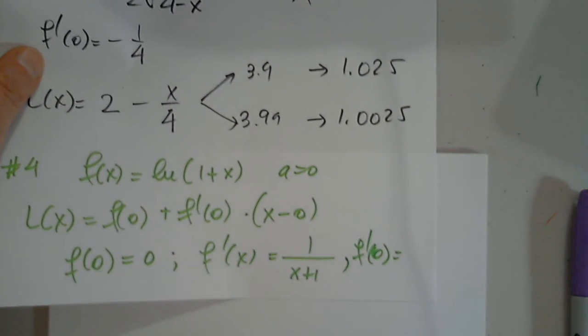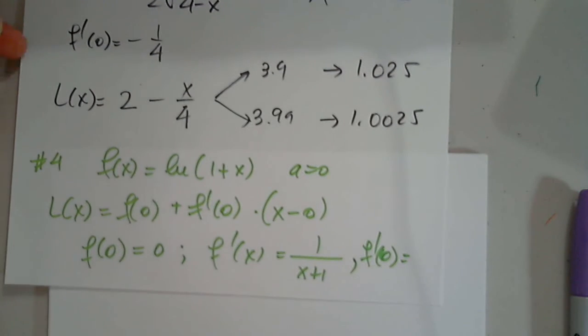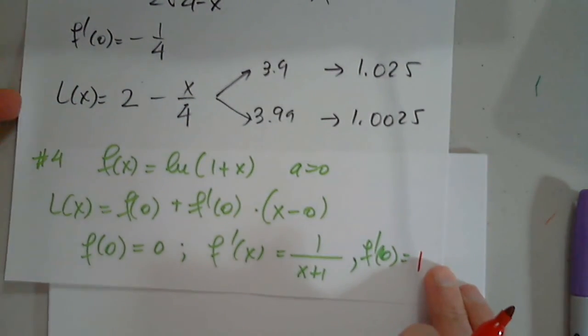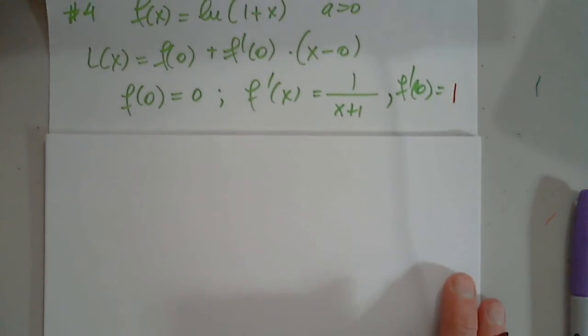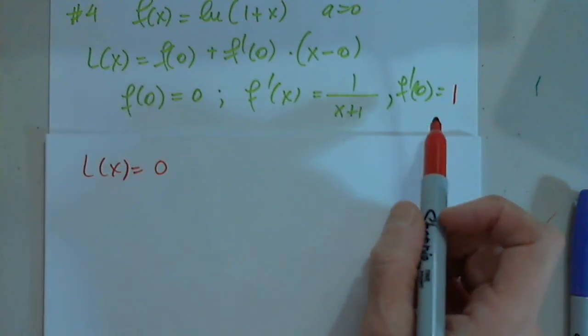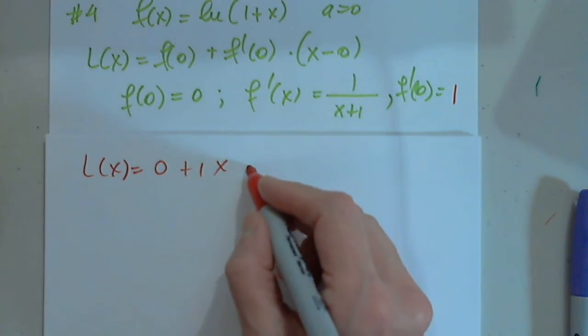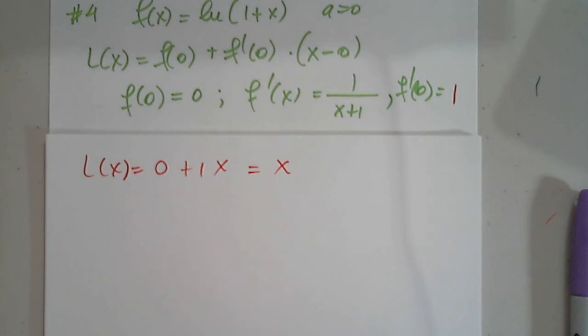Can anyone give us f prime of 0? One. Thank you very much. So now I can find the linearization. F of 0 is 0. F prime is 1 times x. So this is basically x.